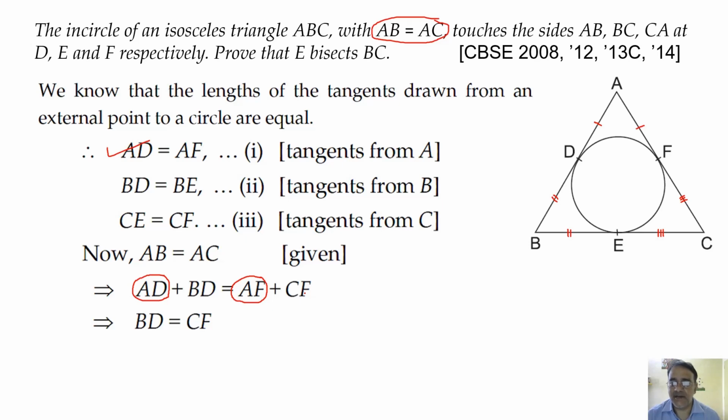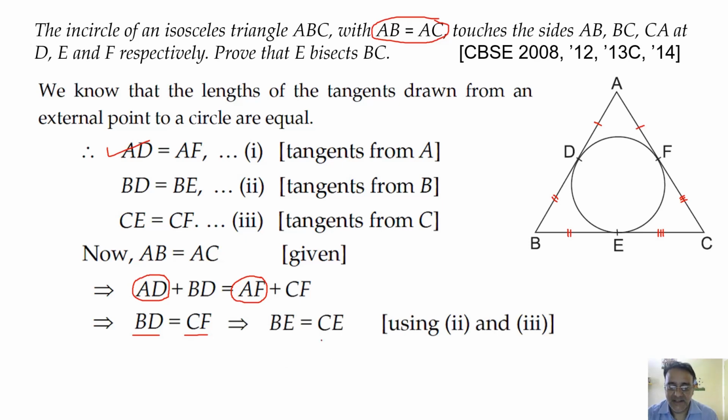Now BD is equal to what? BE. And CF is equal to CE. Very good. So we replace them, and these two become equal. That means E bisects BC. Any doubt?